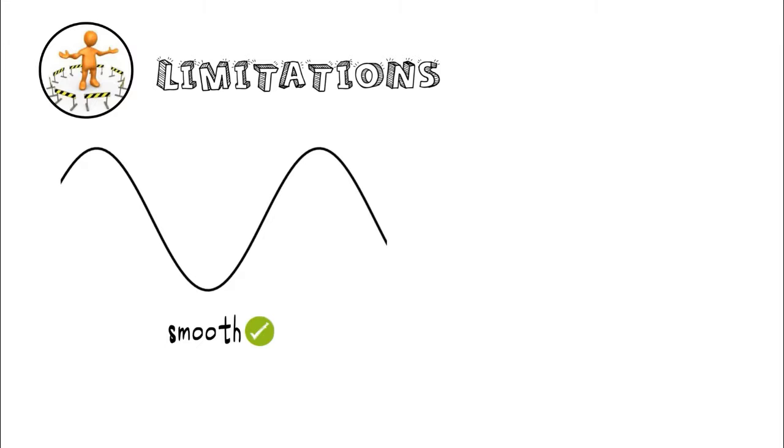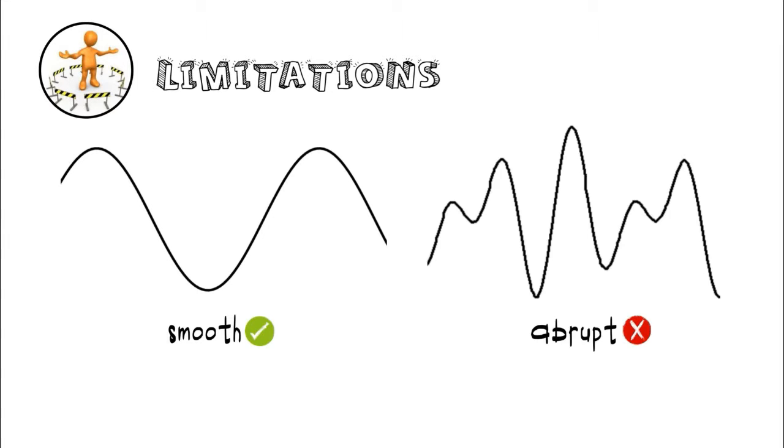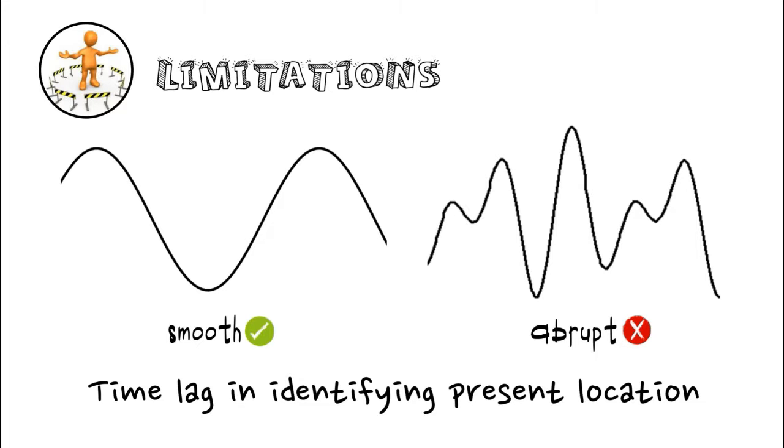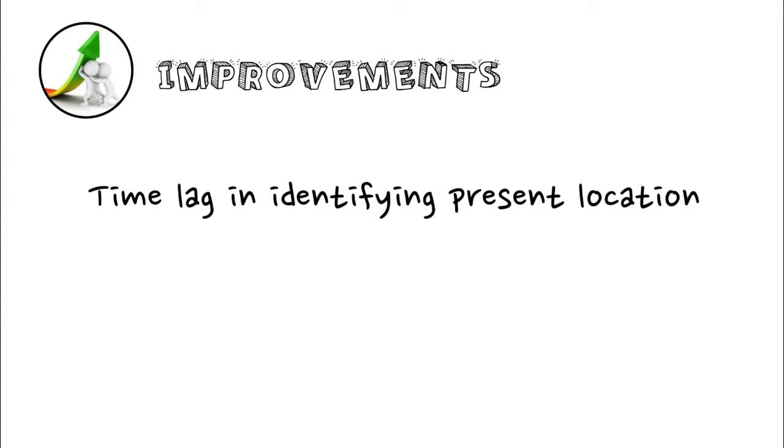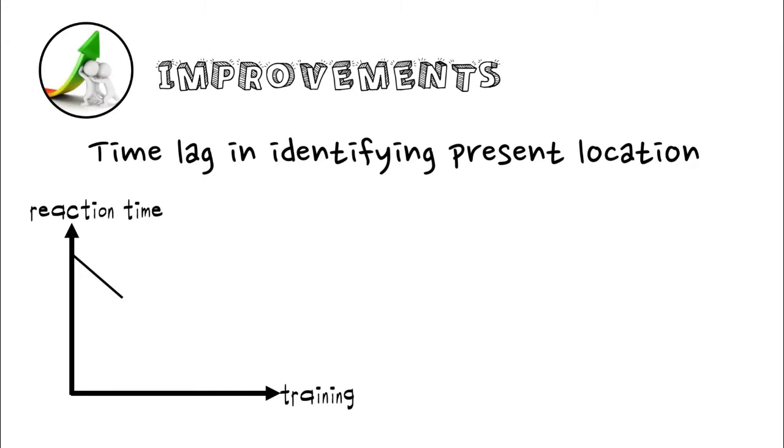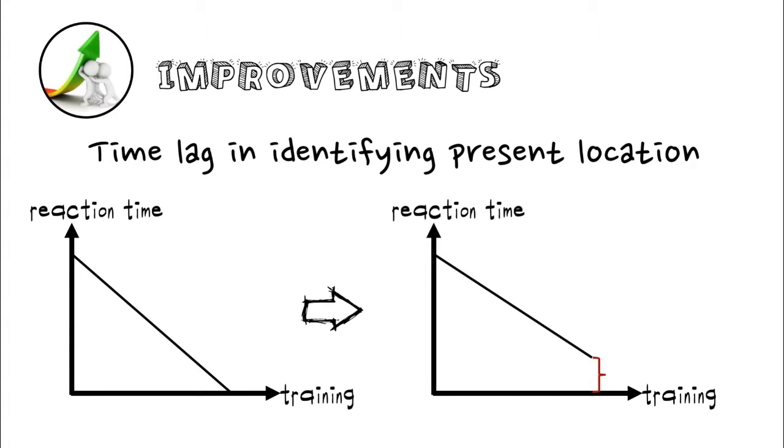Firstly, the neural network is only suitable for smooth displacement changes and is unable to anticipate abrupt changes due to the time lag in identifying present location. With more extensive training, the neural network's ability to deal with these abrupt path changes will improve, shortening its reaction time. However, completely eliminating time lag is impossible with reliance on the neural network.